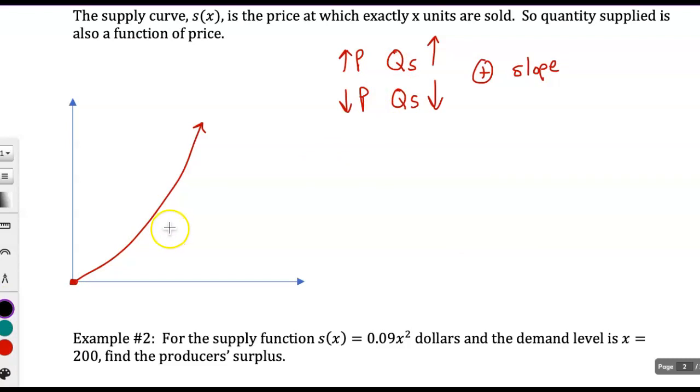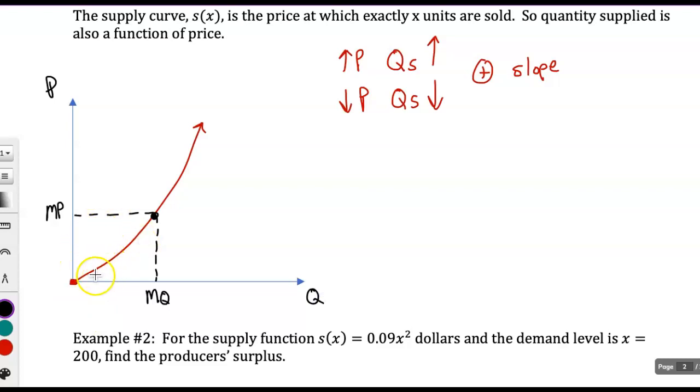There's going to be some market price, okay? So I'm just throwing an arbitrary price on here. And so this is going to be my market price. And at that market price, there's going to be a market quantity that I'm going to supply. So this is price and this is quantity.